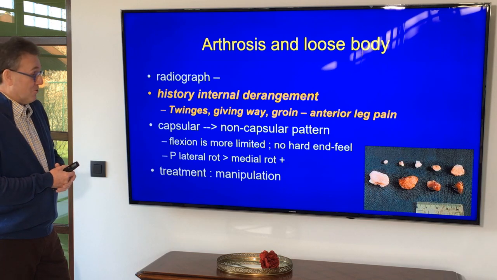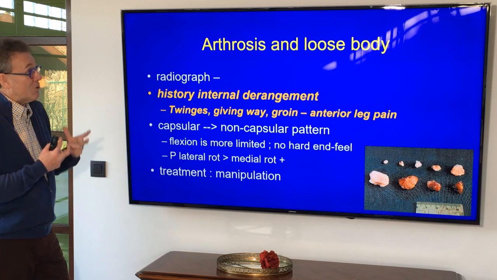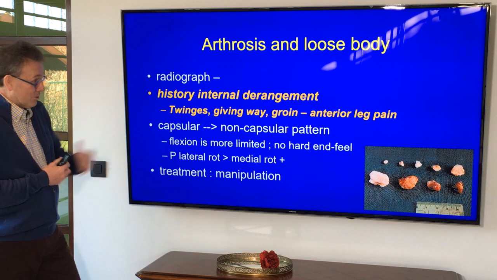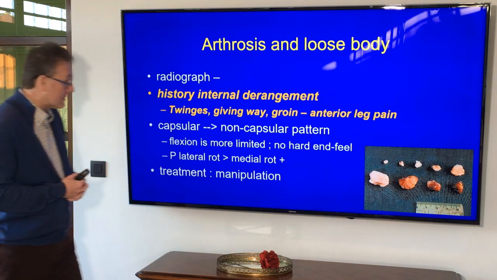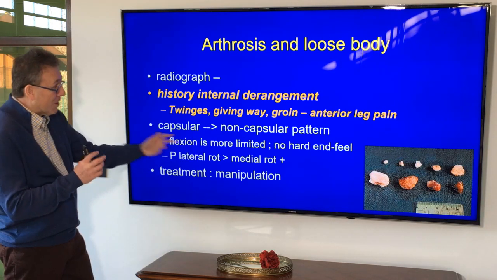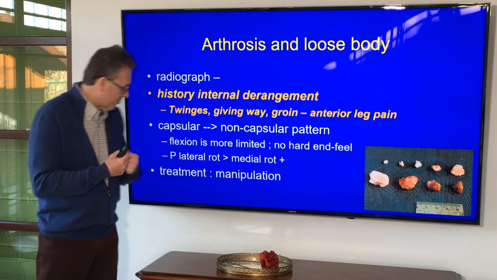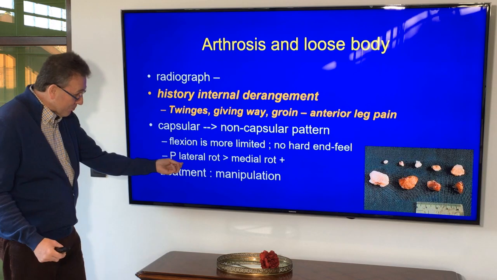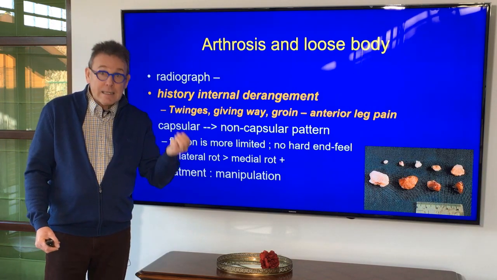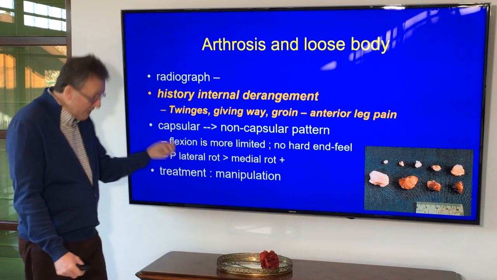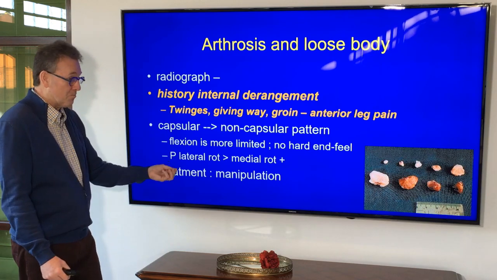Well, what's the clinical image of an internal derangement? You're going to have a non-capsular pattern. Possibly flexion more limited, not anymore the hard end feel of the arthrosis, and lateral rotation, which is negative in the capsular pattern, becomes positive.